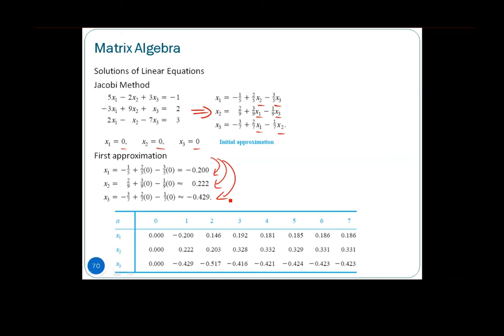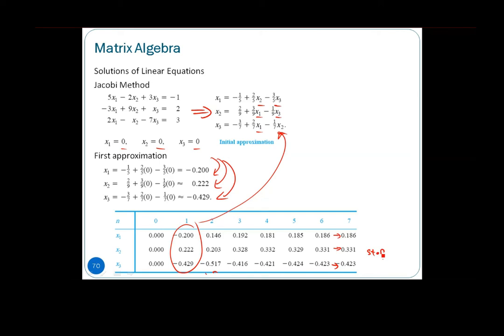So you will get your first iteration x1, x2, x3, which is 0.2, 0.222, and negative 0.429. This value for the first iteration will be substituted again into these equations to get your second iteration x1, x2, x3. You will find that after 7 iterations, these values are quite close and don't change much anymore, then you stop. That is the stopping criteria.